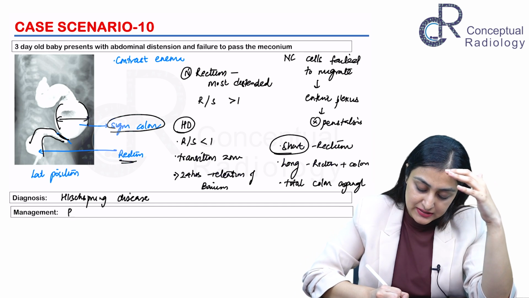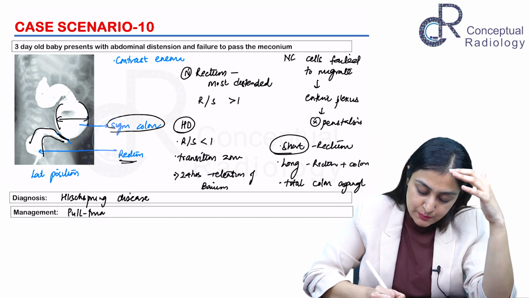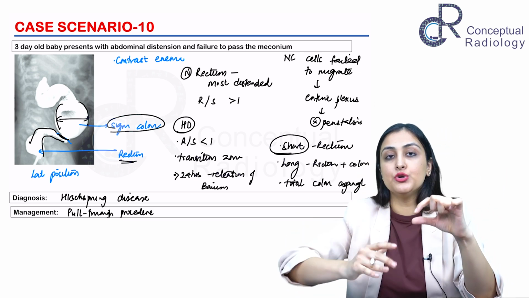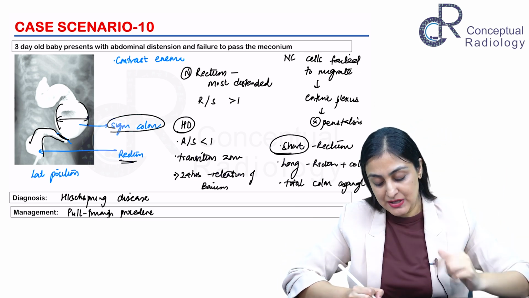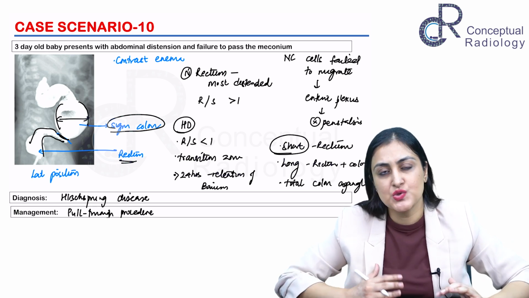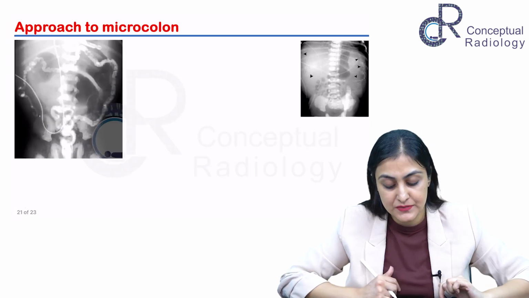The management is surgical. There are various pull-through procedures where you resect the aganglionic part and you pull through the rest of the bowel segment. So there are Soave, Duhamel, and Swenson procedures. These are the different names of the surgeries.